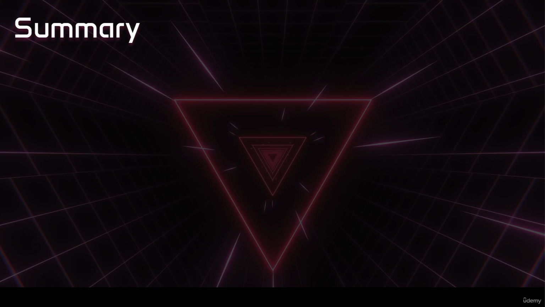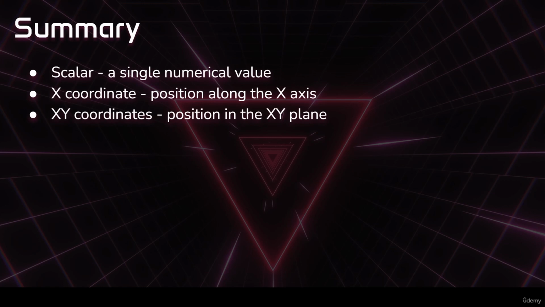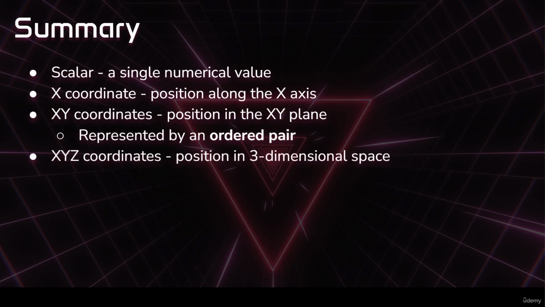So in summary, we've learned about coordinates, and that a scalar is a single numerical value. In one-dimensional space, we can represent our distance from 0 on the x-axis by a scalar value. We call this our x-coordinate. And that our xy coordinates represent our position in two-dimensional space on the xy plane, and that these are represented by an ordered pair. We learned that xyz coordinates represent our position in a three-dimensional space, and these are represented by an ordered triple, with x first, then the y, then z last.